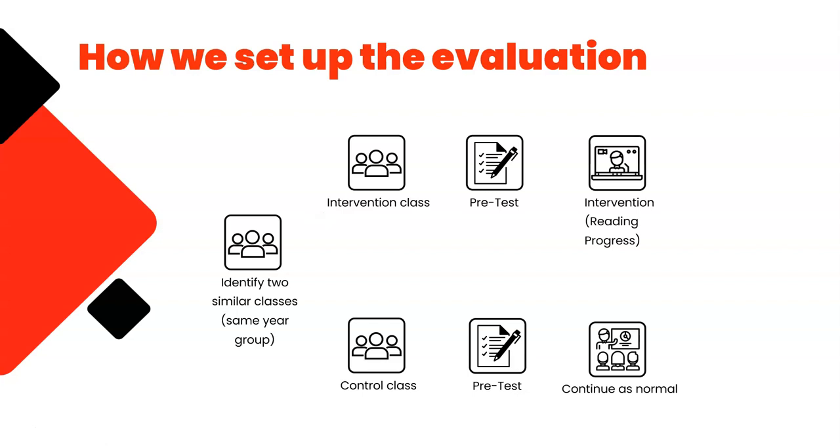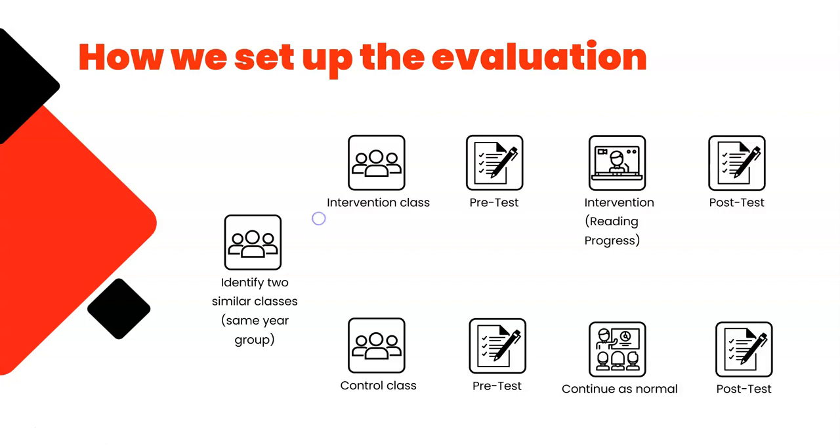The intervention group then continues to receive the reading progress for the duration of the trial, and the control class continues as normal. And then they both complete the post-assessment task.